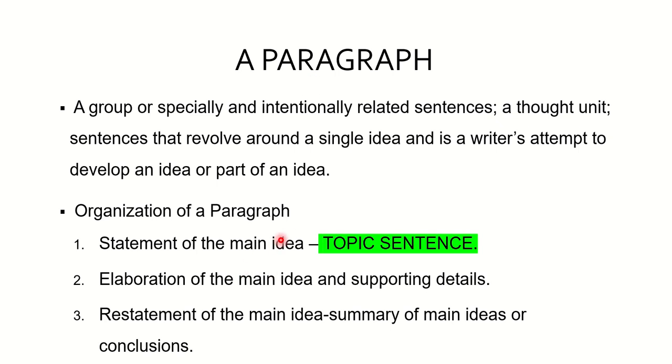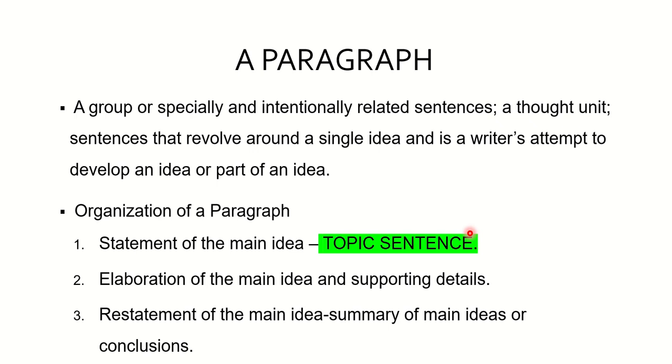In your paragraph, you have to have a statement of the main idea. These are the three things that you have to have in a paragraph. The first one is a statement of the main idea, and this is called the topic sentence. After this, you are going to see a lot of this term, topic sentence. We are going to ask you again and again, what is the topic sentence of this paragraph? What is the topic sentence of that paragraph? So you have to understand what a topic sentence means.